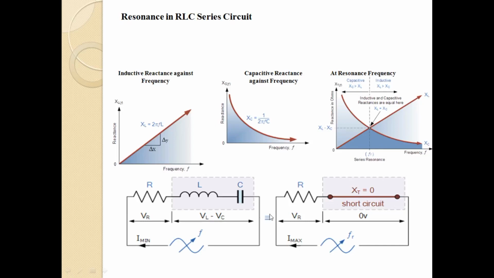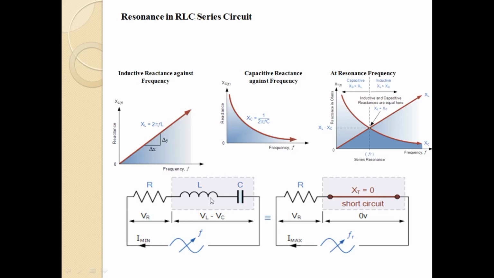That means the drop across the inductor will be cancelled by the drop across the capacitor. That means in case of an RLC series circuit as shown here with a variable frequency voltage source, the drop VL minus VC will be 0 at this particular frequency, and that frequency is known as the frequency of resonance, and at that frequency the current through the circuit will be maximum, because at resonance frequency the drop across L and the drop across C will be getting cancelled.